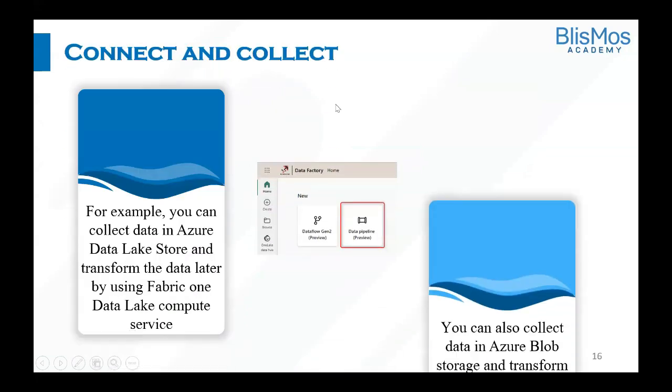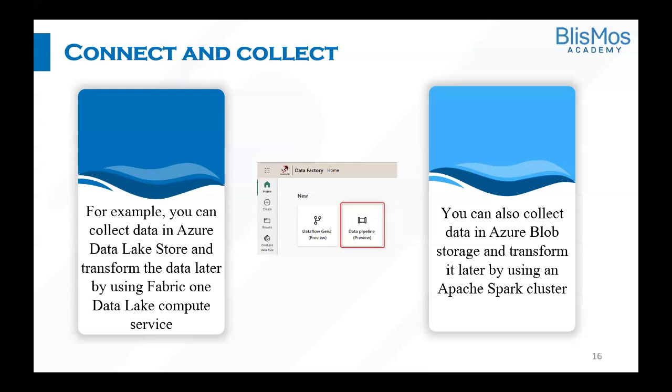Now we understood connect and collect, and there are different examples. Okay. So we can collect the data in Azure Data Lake Store and transform the data later in the Fabric. Okay. And also we can collect the data in Azure Blob Storage and transform by using Spark. You can do multiple things. So basically, you are connecting to the different source and collecting the data. That's what I'm trying to say.